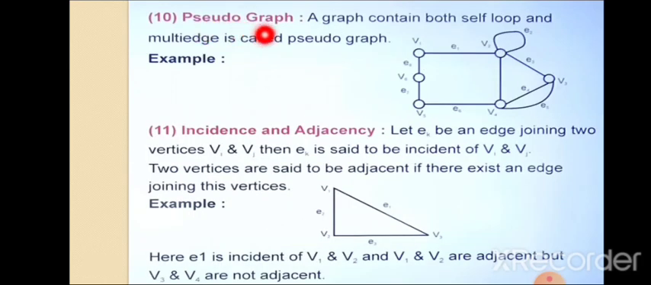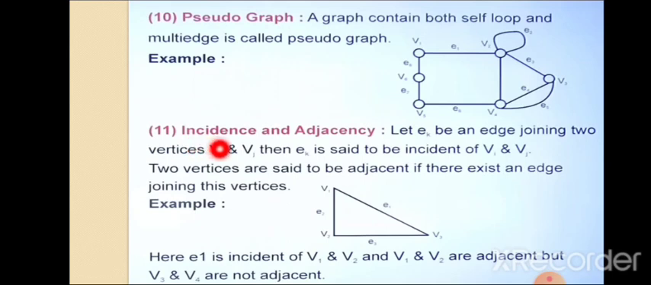Next is pseudograph. A graph which contains both self loop and multi-edge is called a pseudograph. Here E4 and E5 are the multi-edges in this graph and E2 is the self loop, that is, it starts from the vertex V2 and ends on the vertex V2, so it is a self loop. And here there are more than one edge connecting V4 and V3, so these are multi-edges. So this graph contains both self loop and multi-edge. So this is an example of a pseudograph.